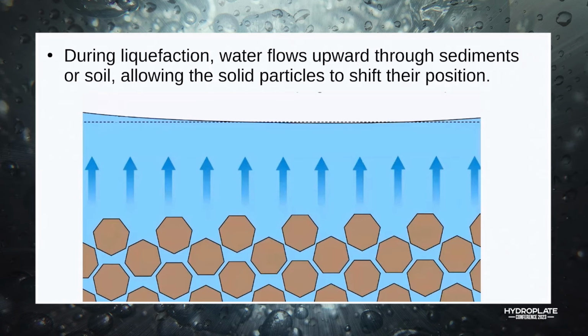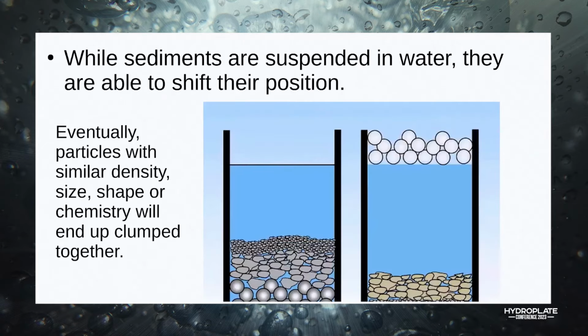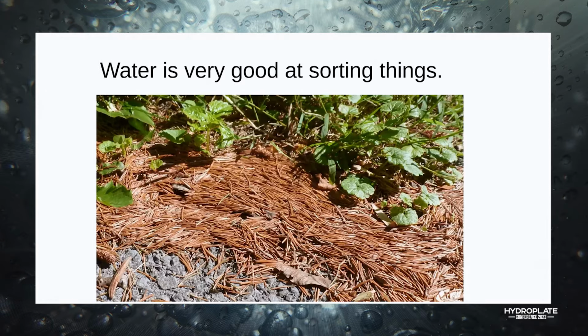So during liquefaction, water flows upward through sediments or soil, allowing the particles to shift their position. So while the sediments are suspended, they're able to shift their position, and particles with similar density or similar size or similar shape or even similar chemistry will end up clumped together.